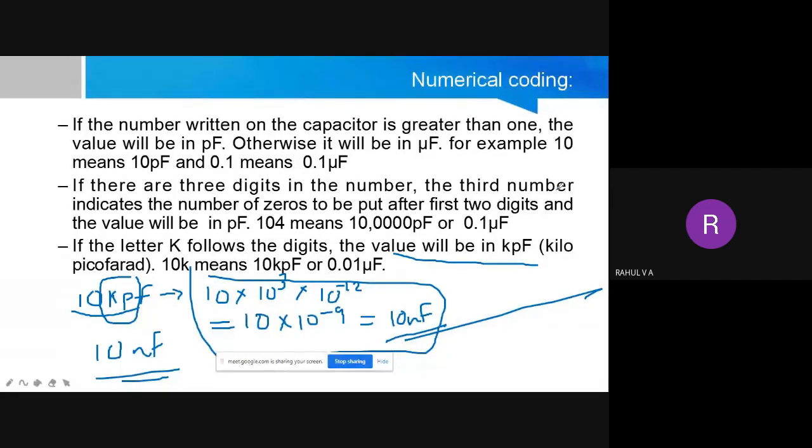So some numericals you have to do and simplify. And if the letter K follows the digit, that much kilo picofarad or that much nanofarad.